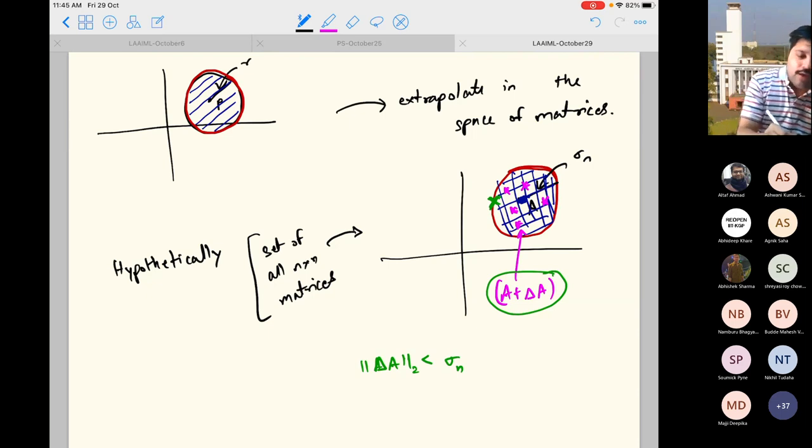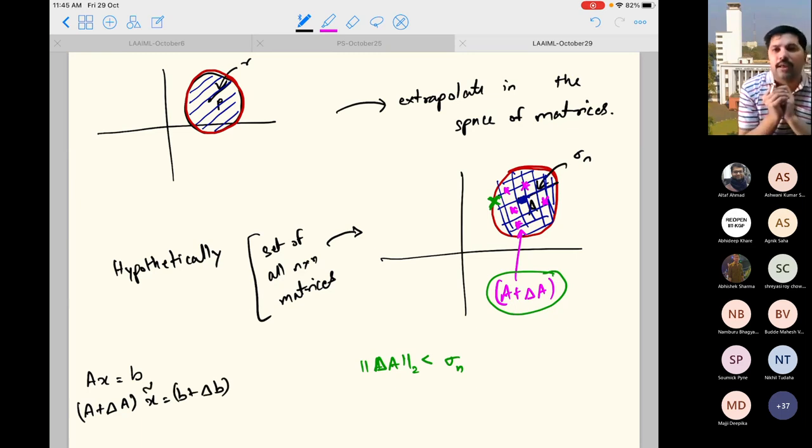Why are we interested? We might be interested because we are solving the problem Ax equals b. Now you have A plus delta A times x equals b plus delta b. That is the problem you really solve in reality. We have seen this and understood the sensitivity analysis. Now when you want to find x hat, what is the property? A plus delta A should be invertible, right?